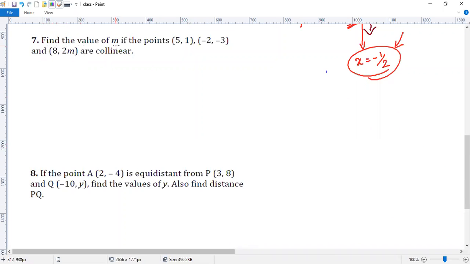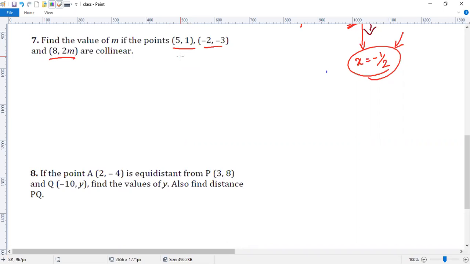Question number 7, find the value of m if these points are collinear. They have given them to be collinear. See, you can apply the area formula. The area of a triangle formed by 3 collinear points will be equal to 0. So if you know the formula for the area of triangles, then you can apply that to find this answer.